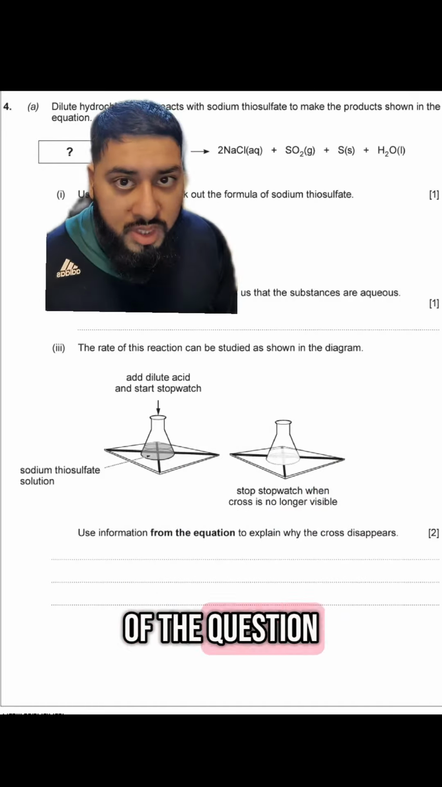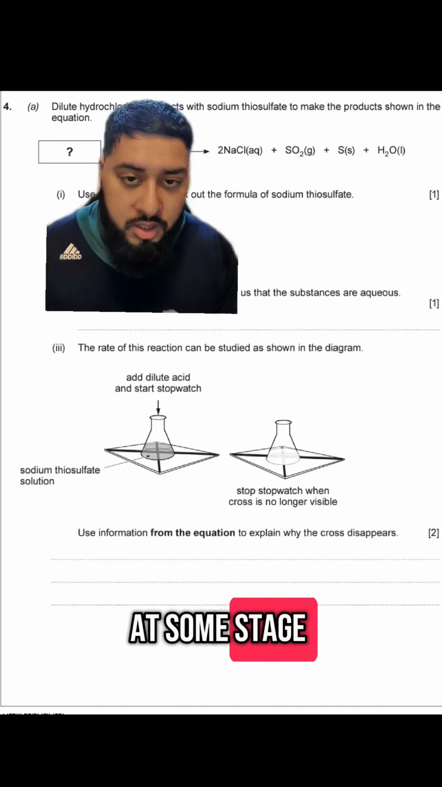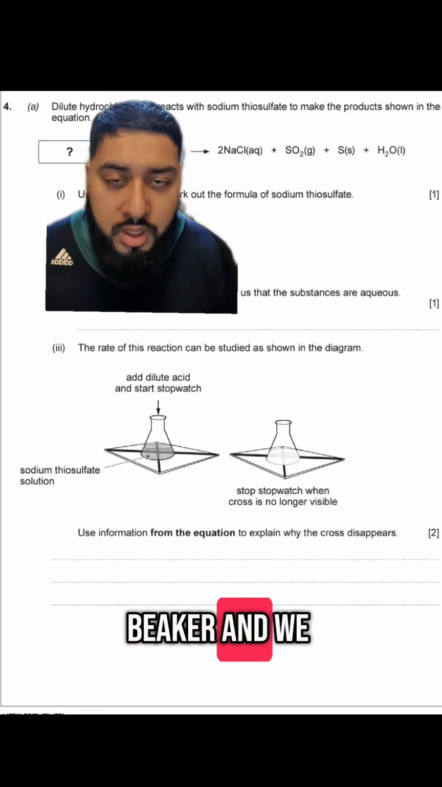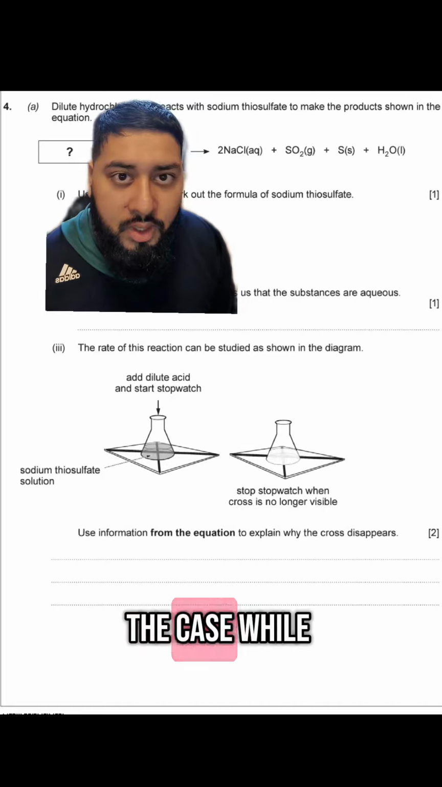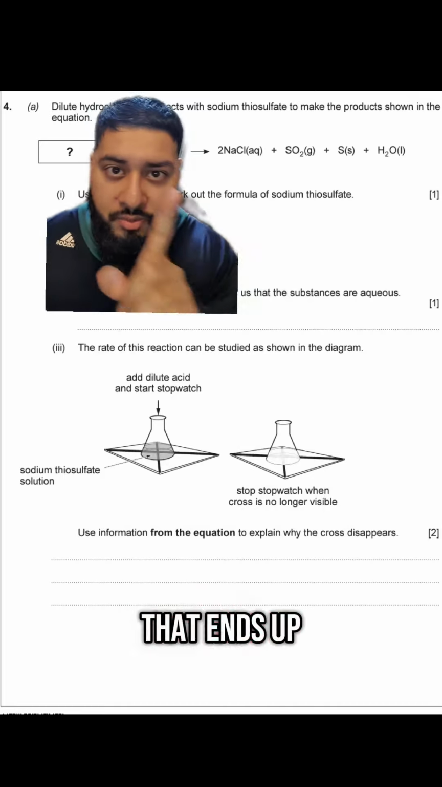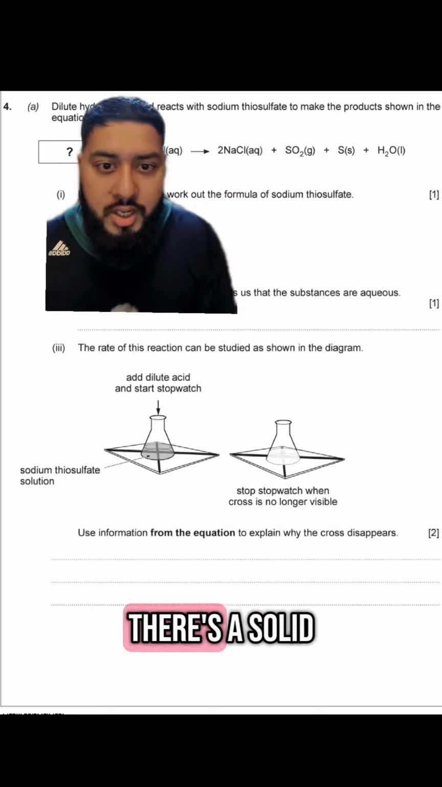The final part of the question explains that at some stage during our experiment, we have a cross on the bottom of our beaker and we can't see it anymore. So why is that the case? Well, looking at our equation, we can see on the right hand side, there is a solid that ends up forming. I'll try and point towards it. There's a solid that ends up forming.